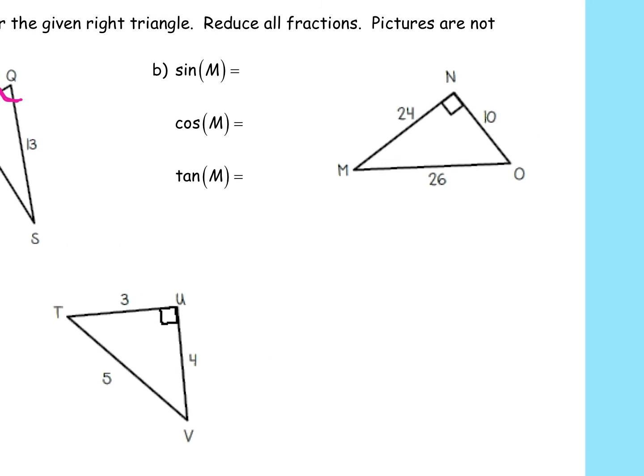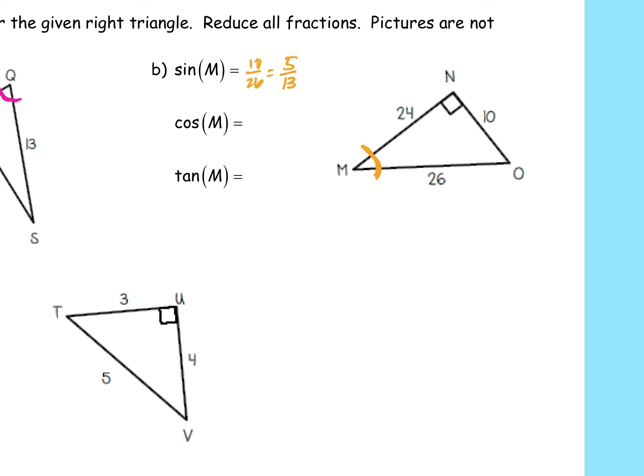Okay, M. So now I'm looking at angle M, and sine is 10 over 26. That would be 5 over 13. Cosine is going to be 24 over 20. Oh, that's not a 24. Wow, let's try that again. 24 over 26, so that should be 12 over 13. And then tangent, opposite, 10 over 24, should be 5 over 12.